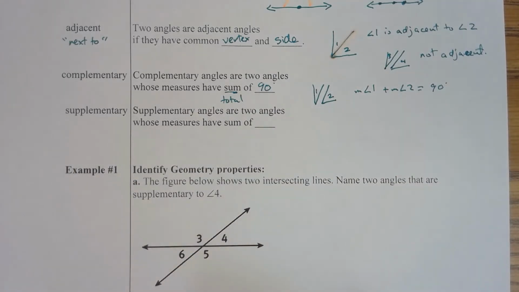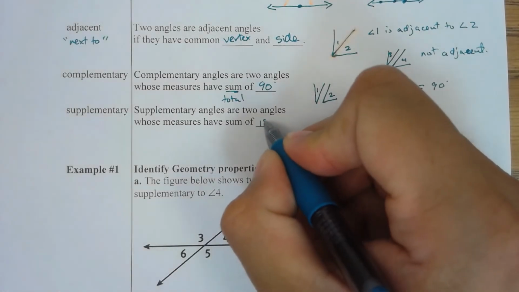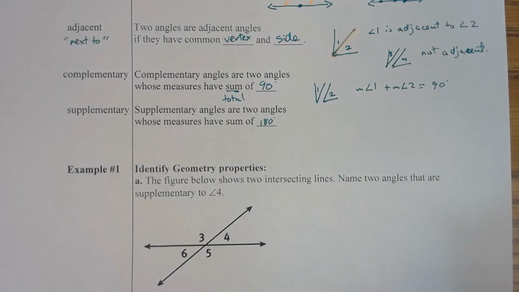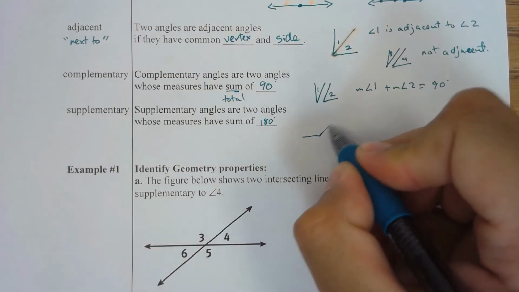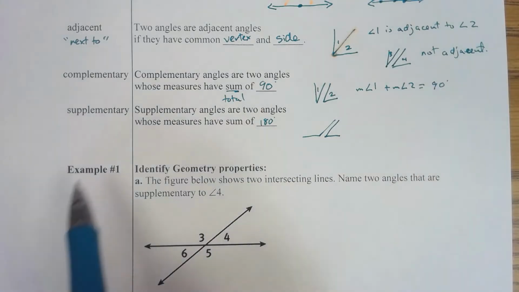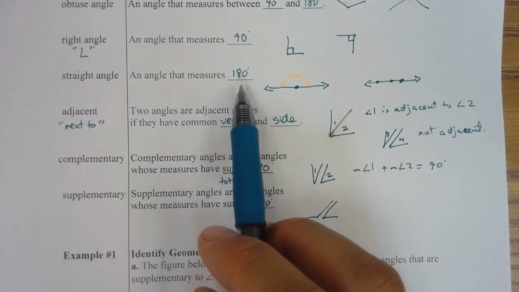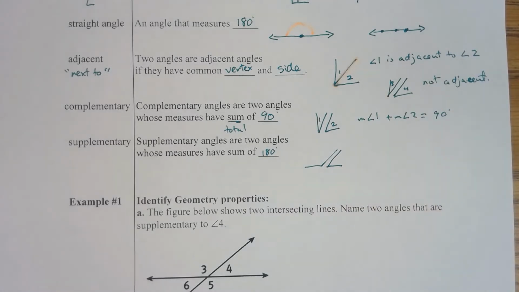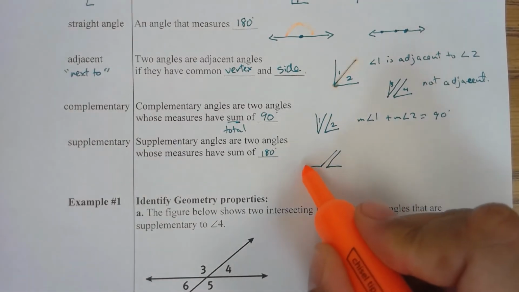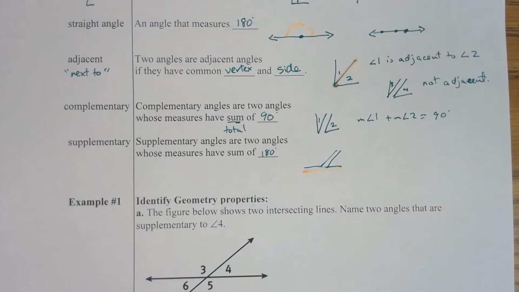Supplementary is equal to 180 degrees. You have at least two angles that add up to 180 degrees. So when they add up to 180 degrees, if you look at the example above, you notice that they should form a nice straight line. If they don't form a nice straight line, chances are it's not supplementary.